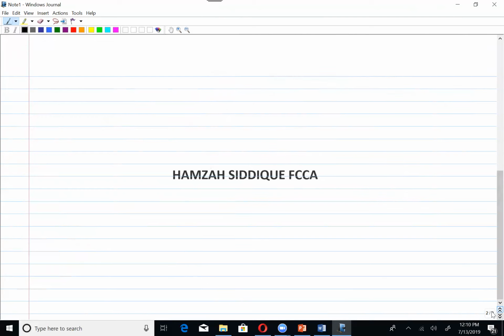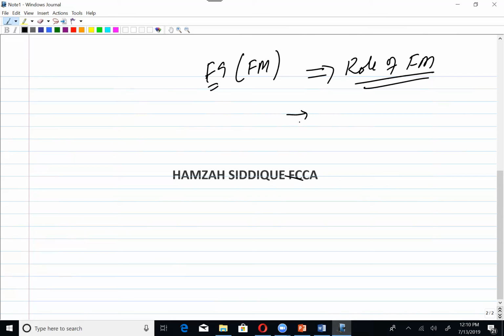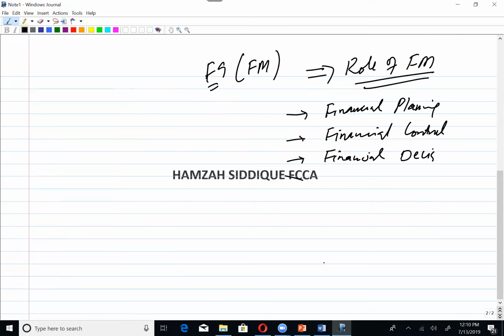Now, next. Your F9 financial management syllabus, basically FM, wants you to learn the role of a finance manager. A finance manager has to perform three roles basically: financial planning, financial control, and financial decision making. So F9, financial management, is more about decision making.